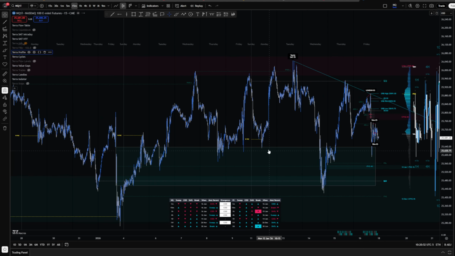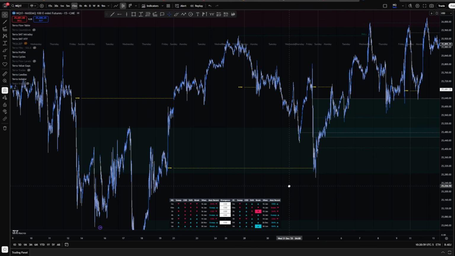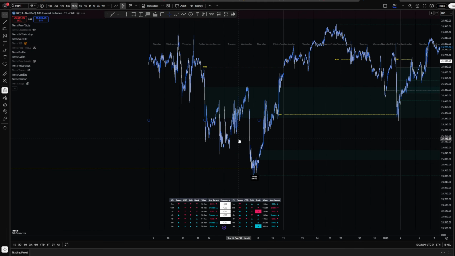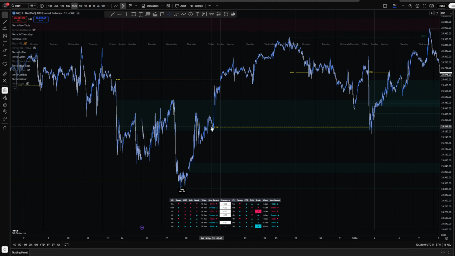If I zoom out a little bit, you can see them here, the yellow lines. Weekly point of control, weekly point of control, weekly point of control. Here's a fantastic example of why I track this and why I built this entire indicator, actually just to have these levels. Look here. Previous week's point of control. Price came down and touched it. Price came down and touched it. Price came up and touched it.